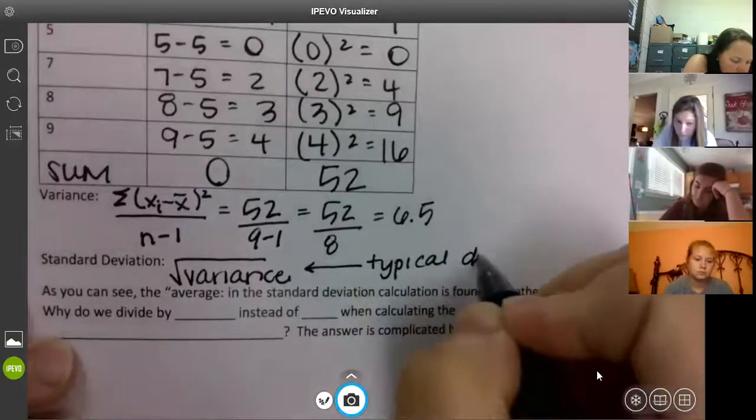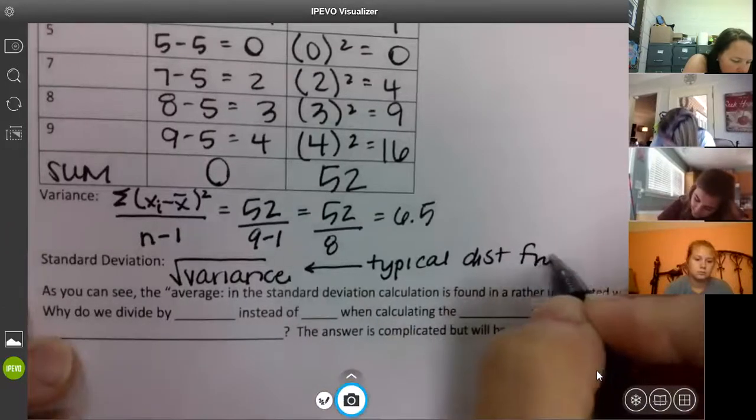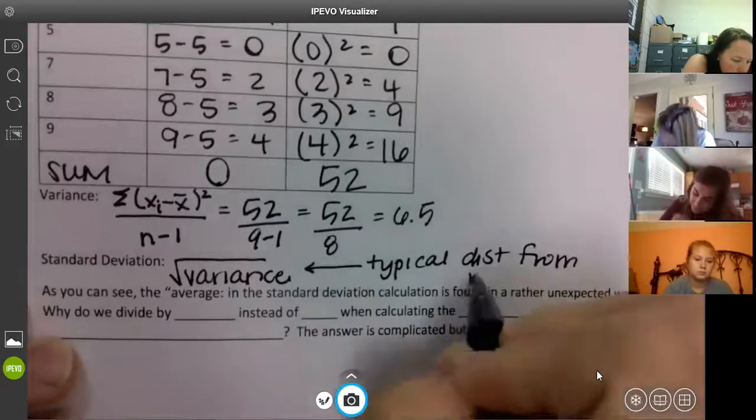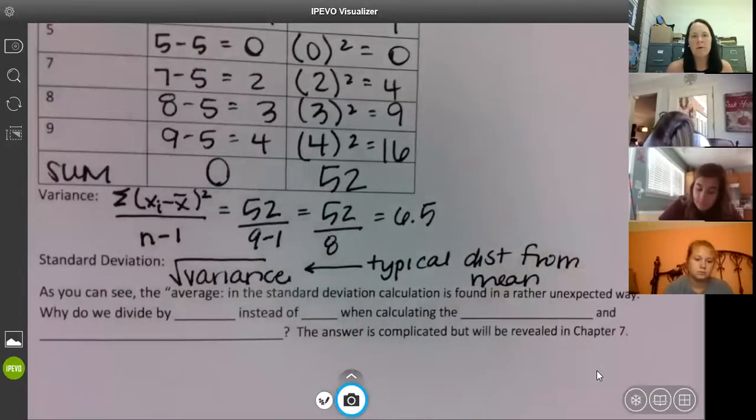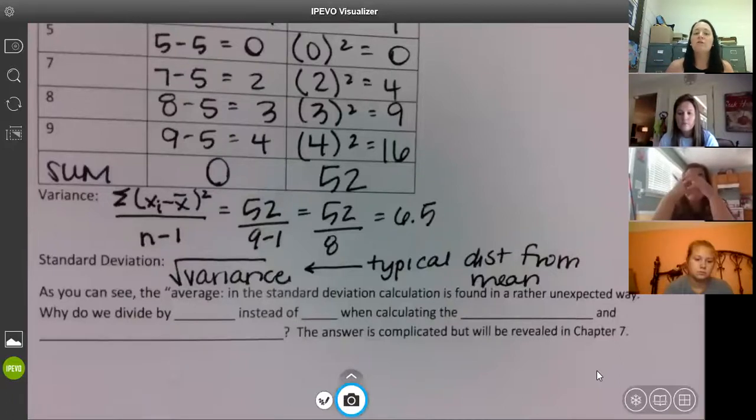This standard deviation is the typical distance from the mean. When we interpret it, you're going to say the standard deviation is blah, blah, blah, which typically differs from the mean, in context of the problem. We'll write that out a bunch. These are things I'm just trying to introduce to you that are going to happen soon. So you need to know that it's the typical distance from the mean.